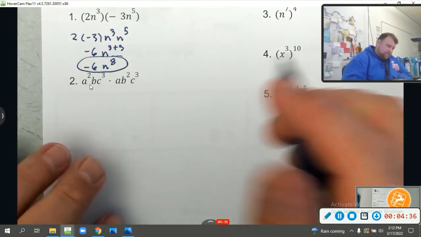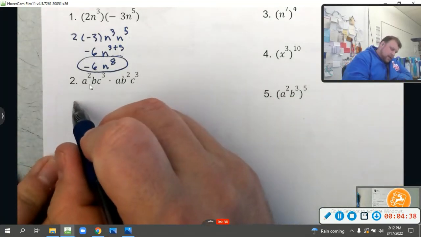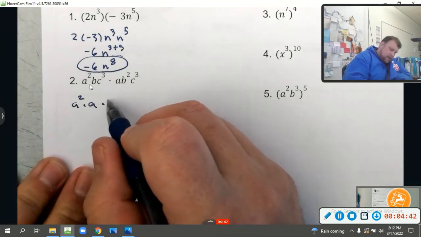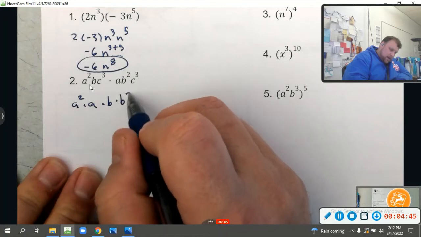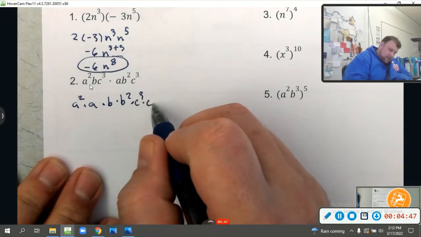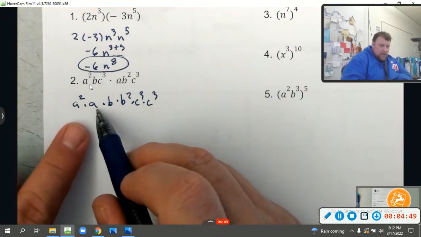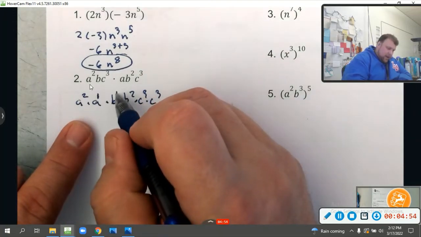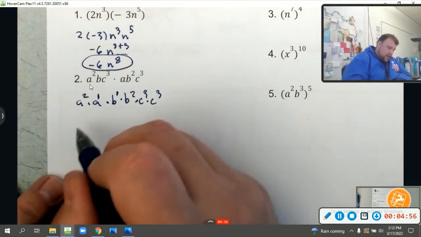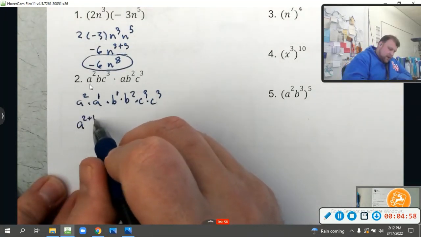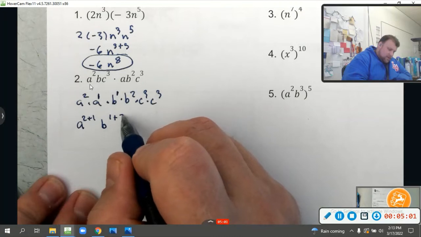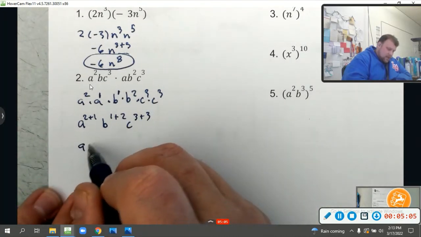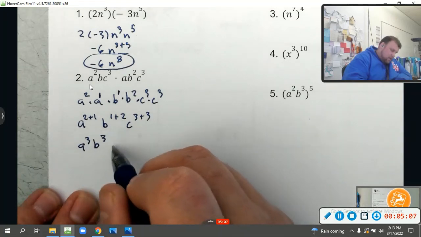All right. So I'm going to reorganize this as a squared times a times b squared times c cubed times c cubed. Notice, if they're just a letter, they don't have an exponent, that exponent's actually 1. You don't have to write it there, but it'll help you with your addition. So this becomes a to the 2 plus 1, b to the 1 plus 2, and c to the 3 plus 3, which is just a cubed, b cubed, c to the 6th.